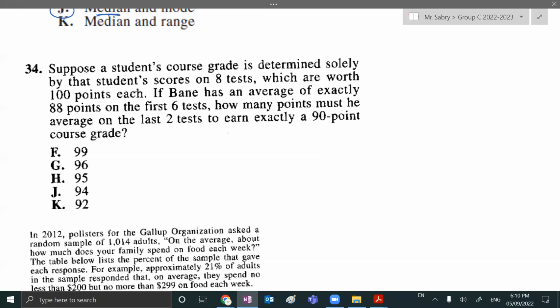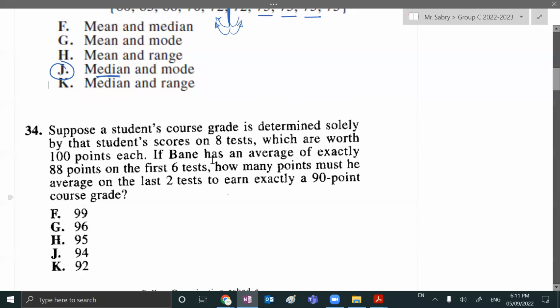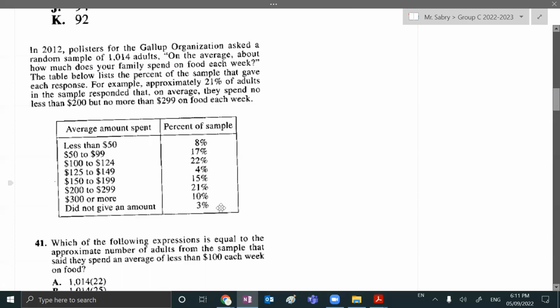Really, well done. Let's try this one. Let me also write the steps in case you ever want to return to this. As we said, 88 multiplied by 6, and then 90 multiplied by 8 minus 88 multiplied by 6, and whatever came out of this, we divided by 2. So it's 96, you said? Yes. Perfect.